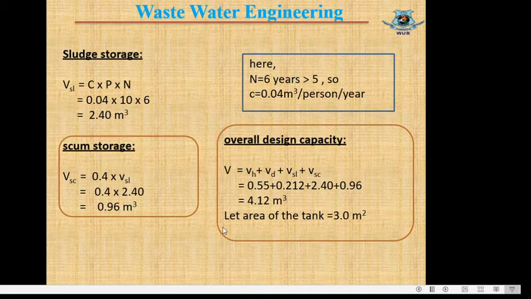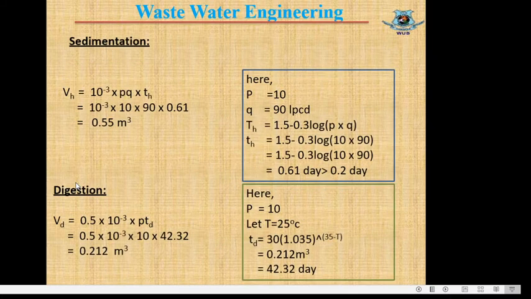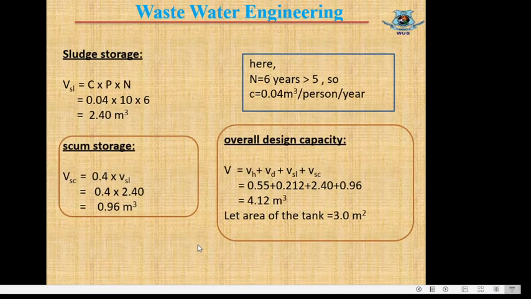So we can say that there is no fixed provision, and let's take a tank area A equal to 3 meter square. Now we need to calculate the depth of the tank. We have calculated here the volume for sludge storage, scum storage, sedimentation, and digestion. Now we will calculate the depth required for each volume by dividing the volume by this area.